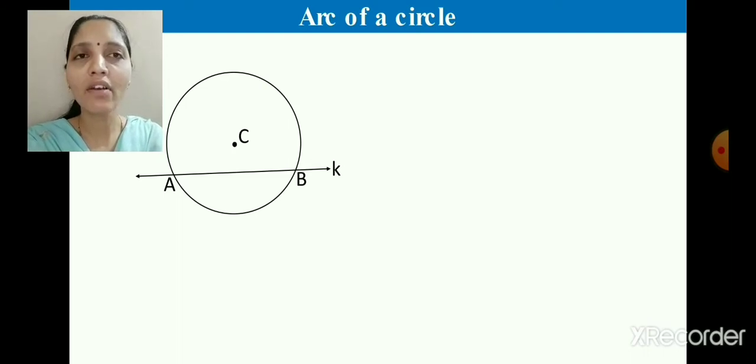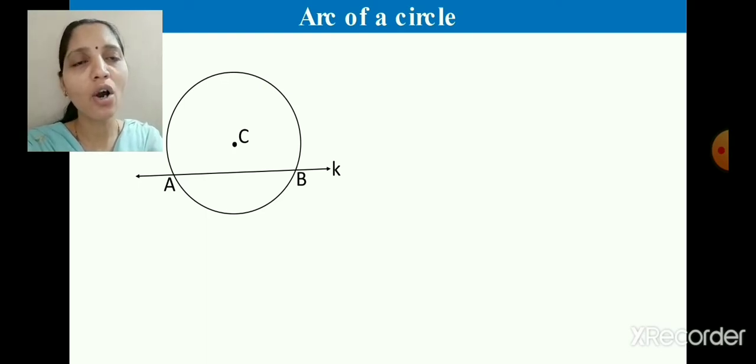So you can write the name of an arc with the help of endpoints also. So here you can write arc AB. But if you write arc AB, it can be a bigger part of the circle or it can be a smaller part of the circle. So what can we do to specify which part of the circle we are talking about?